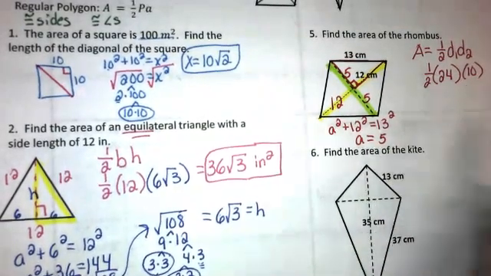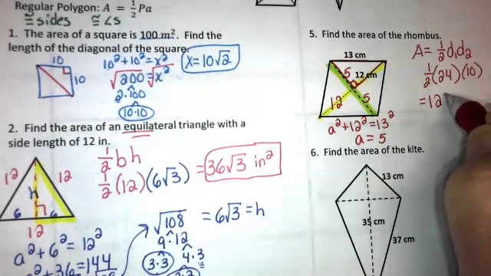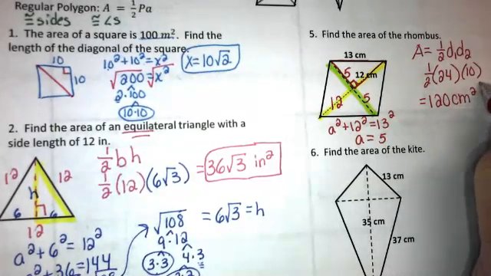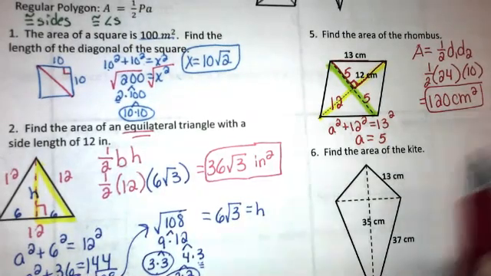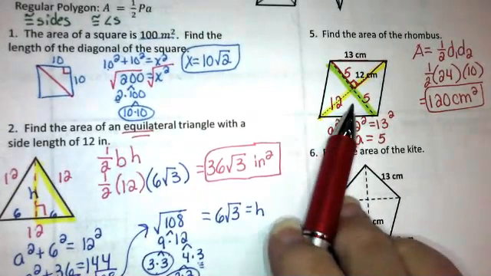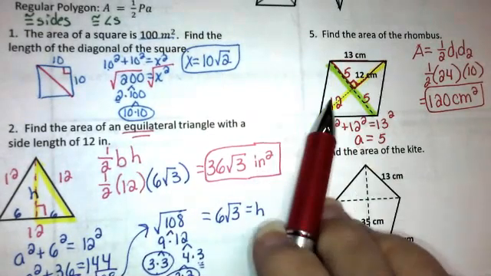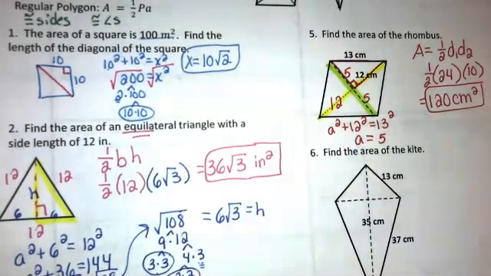Half of 24 times 10 is 120 square centimeters. So that's for a rhombus. Every rhombus, the diagonals are perpendicular, so they make right triangles.